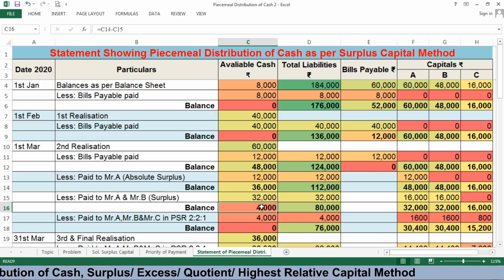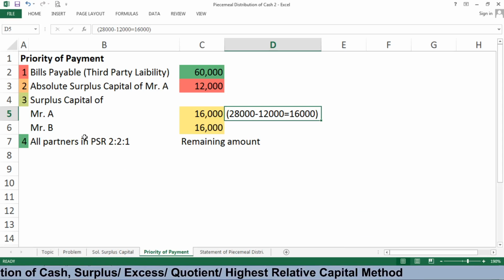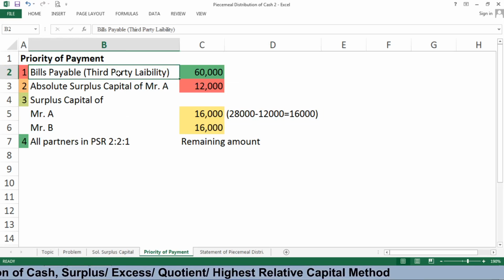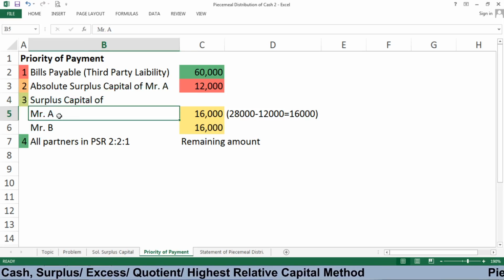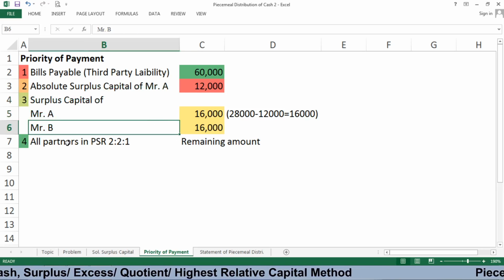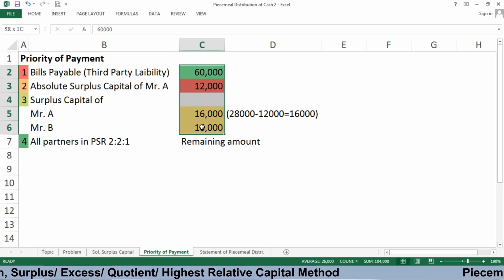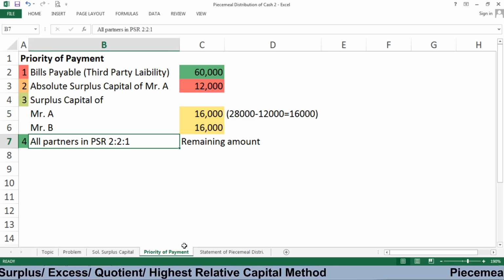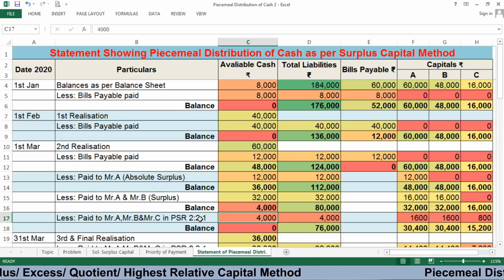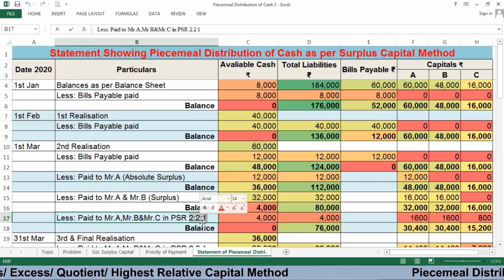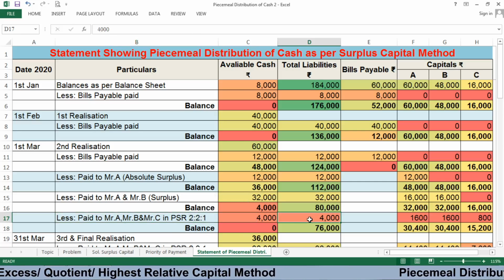Now the third step of priority of payment. Already we have paid the third party liability, bills payable, the absolute surplus of Mr. A 12,000, and the surplus of Mr. A and B 16,000, 16,000, and after the payment of all these liabilities, we can pay the remaining amount to all partners in the profit sharing ratio. So we have 4,000. Now we can pay 4,000 to Mr. A, B and C in their profit sharing ratio, which is 2:2:1. So 4,000 into 2 divided by 5. 2 means the share of Mr. A and 5 means 2 plus 2 plus 1 equal to 5. Out of 5, Mr.